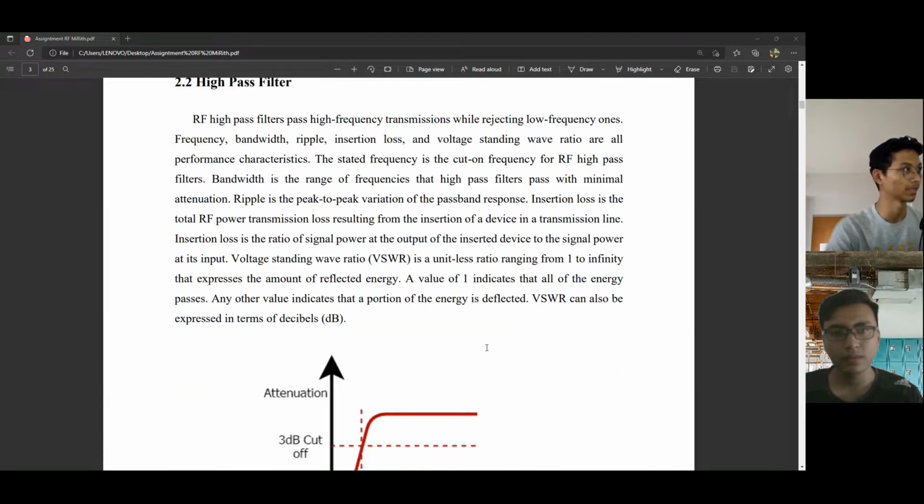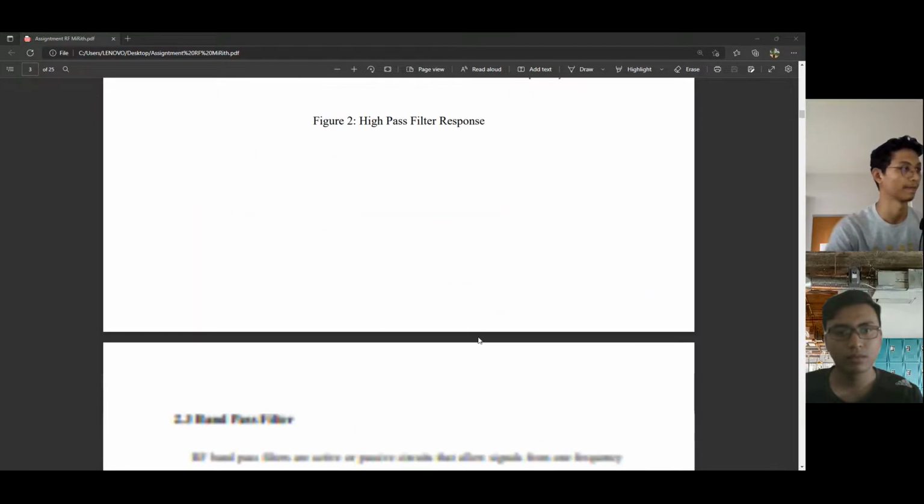So for high-pass filter, this filter passes high frequency transmission while rejecting low frequency. The stated frequency is the cutoff frequency for the high-pass filter. Bandwidth is the range of frequency that the high-pass filter passes with minimal attenuation. Ripple is the peak variation of the passband response, and so on. Same as low-pass filter.